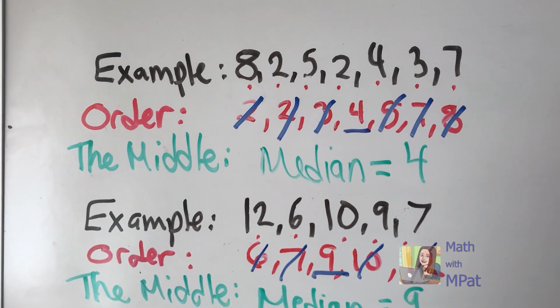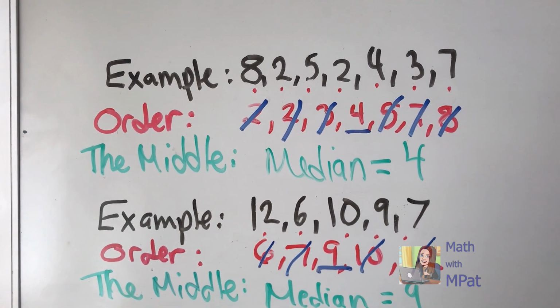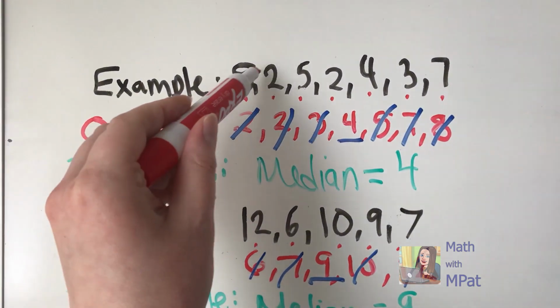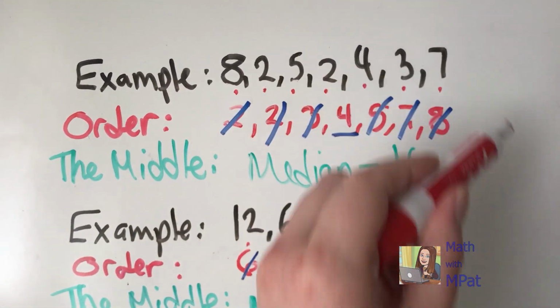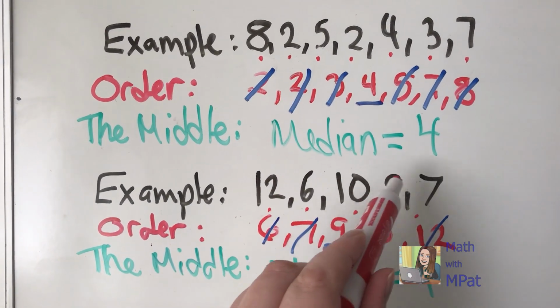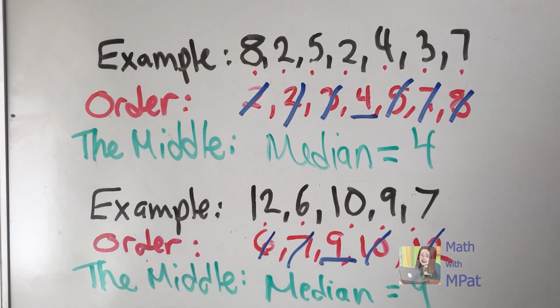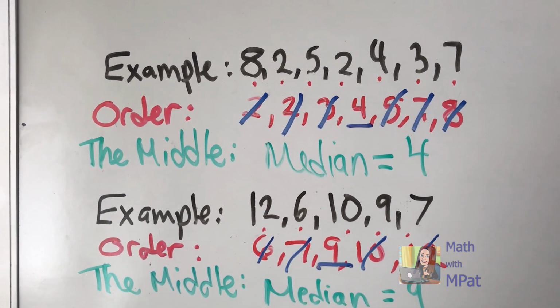Now, the strategy we used here by crossing out the numbers to find the middle works really well with odd sets. We have 1, 2, 3, 4, 5, 6, 7 numbers there. 7 is an odd number. And 1, 2, 3, 4, 5 here. 5 is an odd number. But what happens if we have an even number?